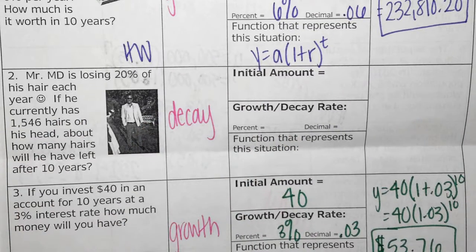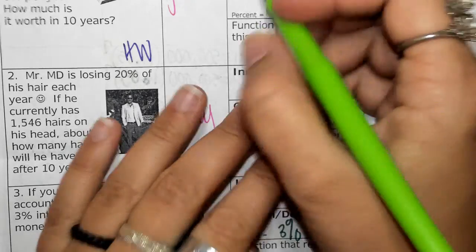Alright, let's do this decay together. Are you guys ready? Mr. MD is losing 20% of his hair each year. If he currently has 1,546 hairs, about how many hairs will he have left after 10 years? So what's our initial amount? 1,546. Good, take a point.